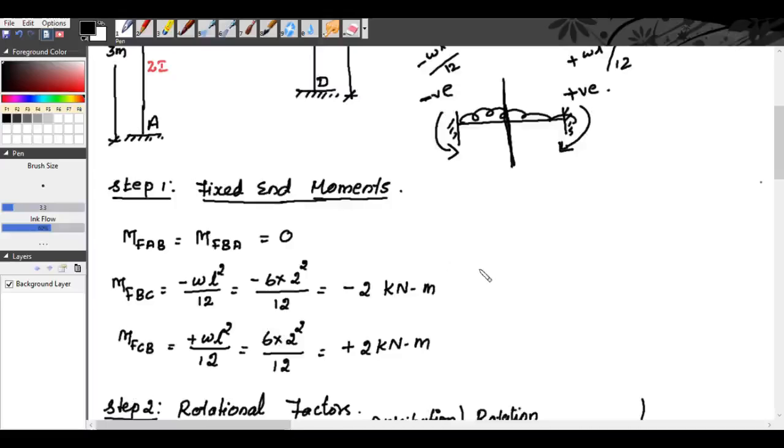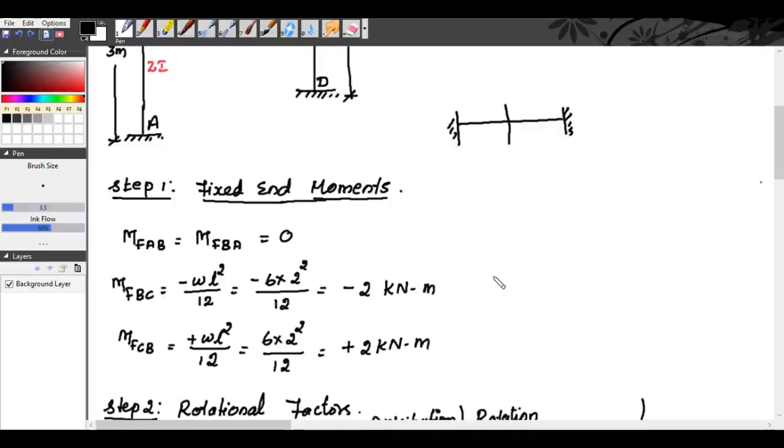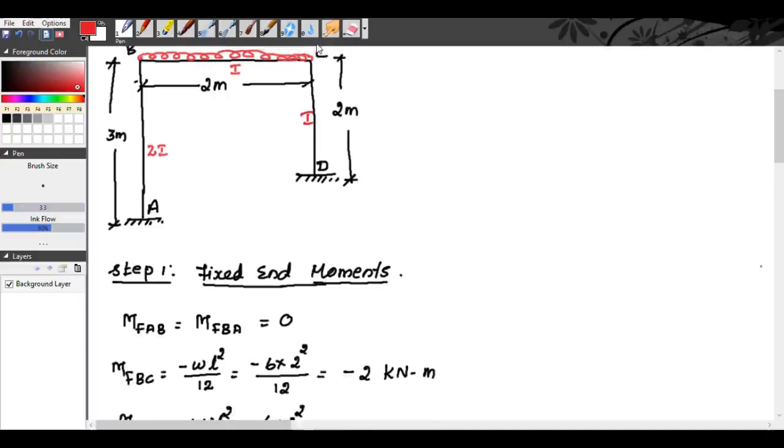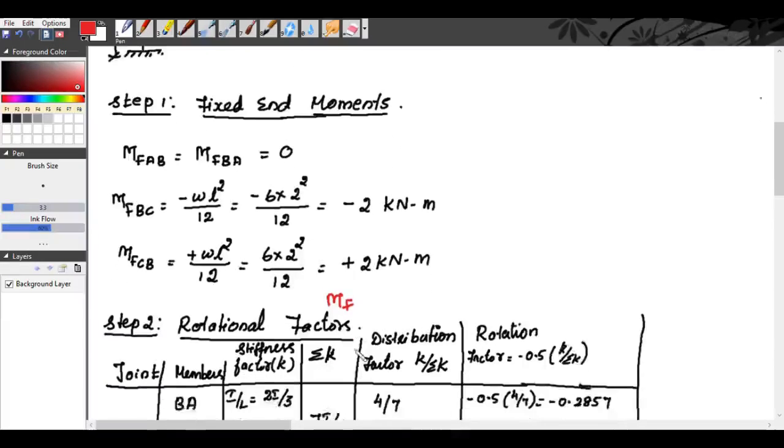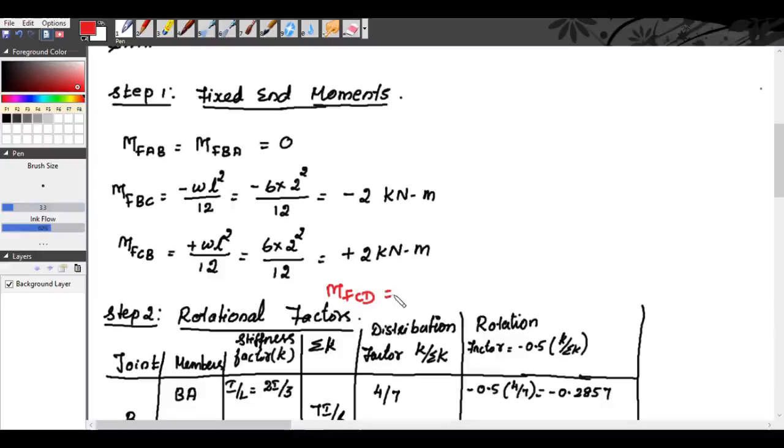I forgot to write one step. Also, we will consider the column CD. When we are considering the column CD, MFCD is equal to MFDC is equal to 0.